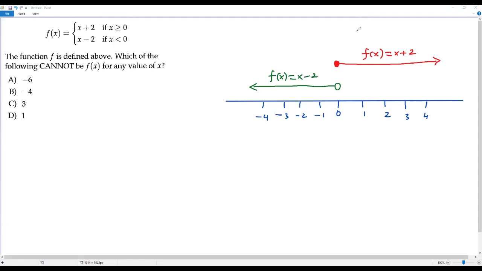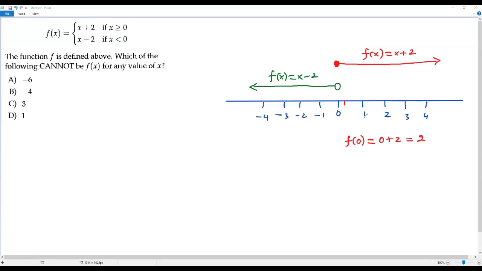Now let me consider the first piece, f of x equals x + 2 if x is greater than or equal to 0. Here x can be 0 or any value greater than 0. Let me start plugging in values for x from 0. When I plug in 0 for x, I get 0 + 2, which is equal to 2. I can even plug in decimal values like 0.1 and 0.2 for x.